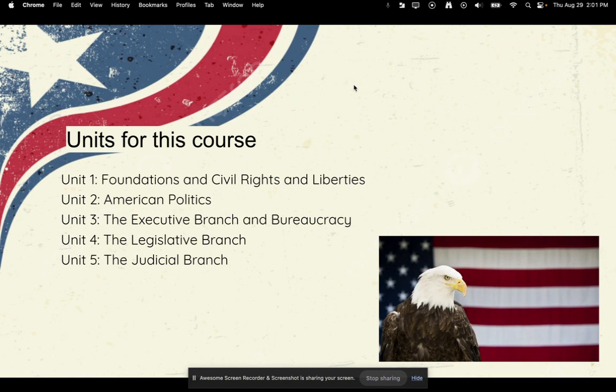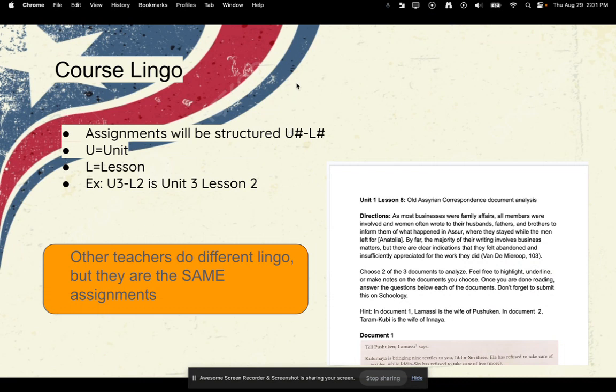So, here are kind of the units for the course. There are 5 of them. So, Unit 1 is the foundations and civil rights and liberties. Unit 2 is American politics. Unit 3 is the executive branch and bureaucracy. Unit 4 is the legislative branch. And Unit 5 is the judicial branch. So, I know only 5 units doesn't seem that long, but they're always good. Government is always important to learn about. So, I'm hoping that you're enjoying this course and the content in it.